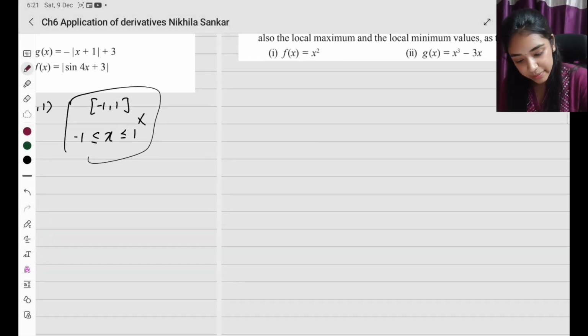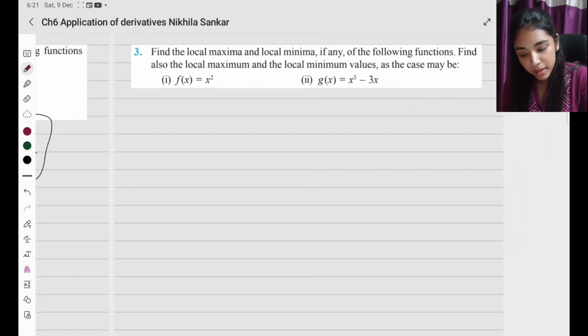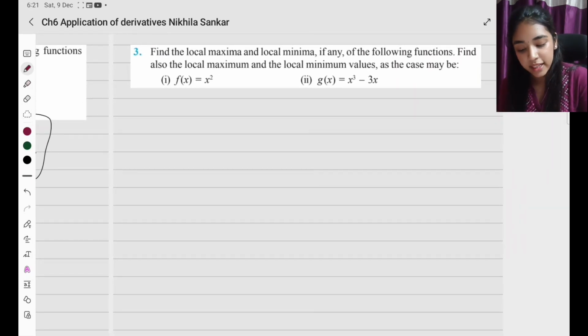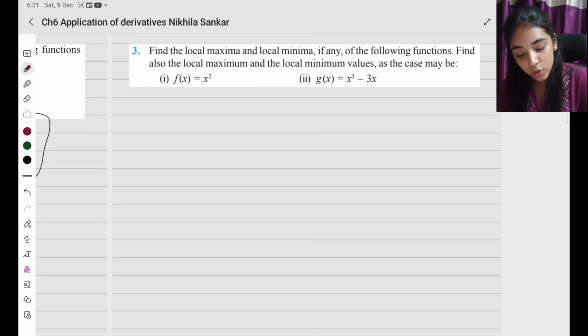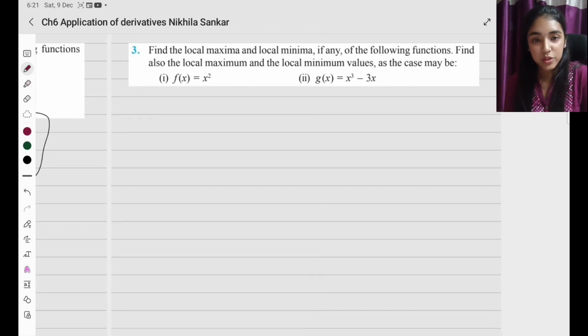Question number 3. Find the local minima and local maxima if any. Find also the local minima and local maxima values as the case may be. So, irundhuduna maximum and minimum kandupidinga solranga. So, what do I have?